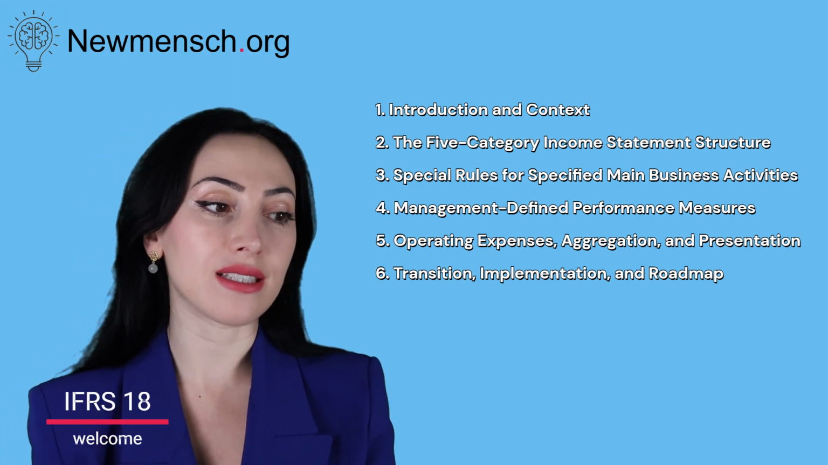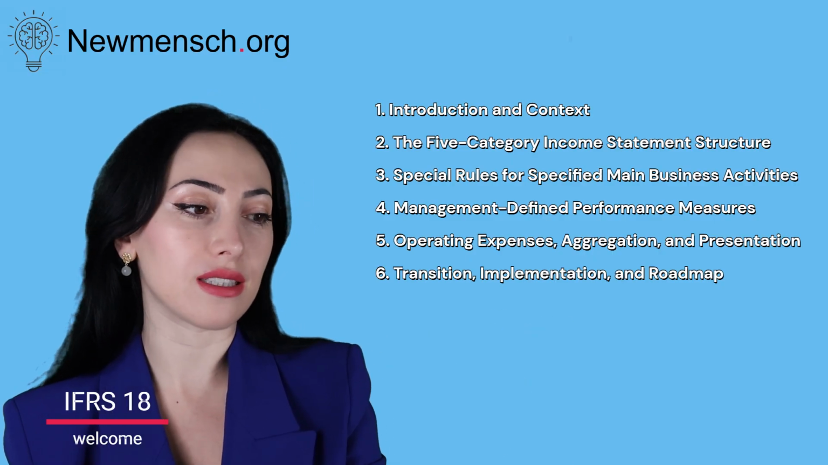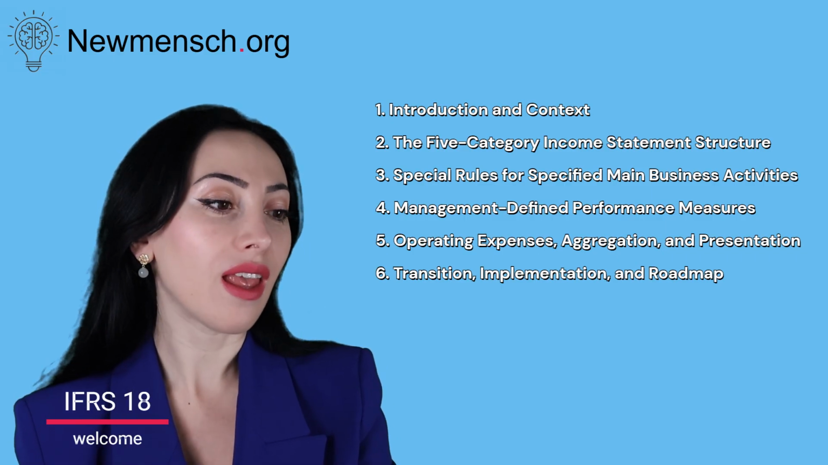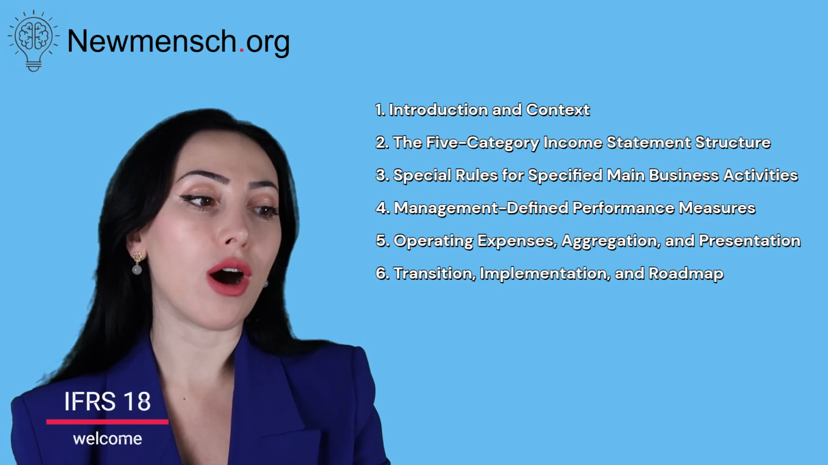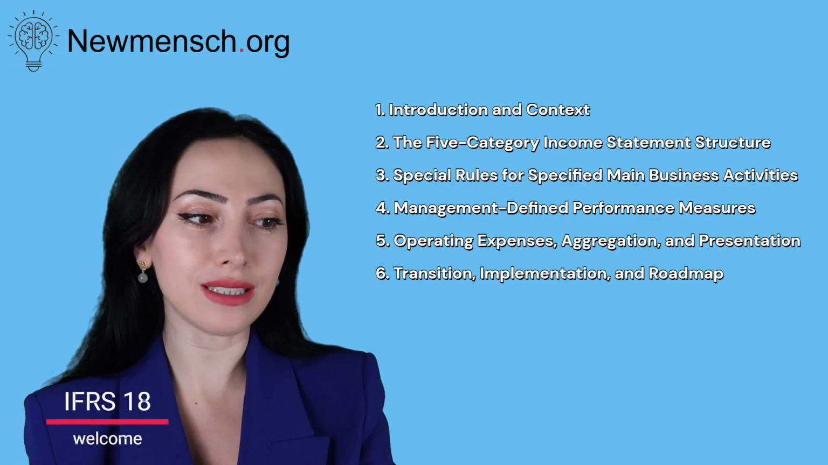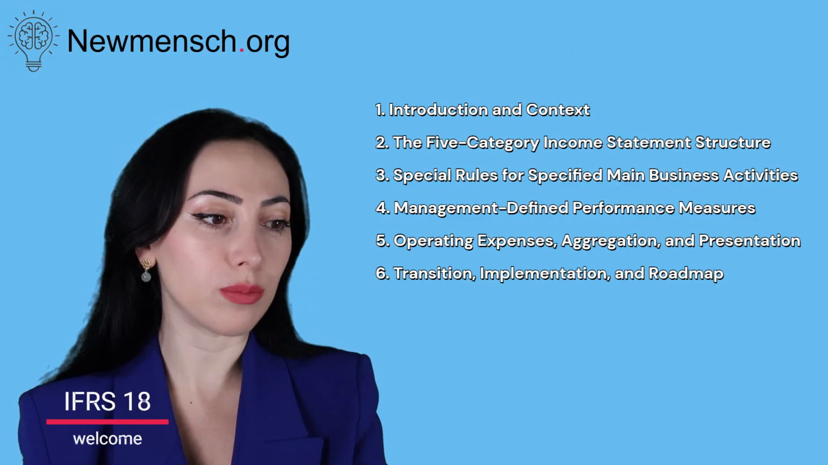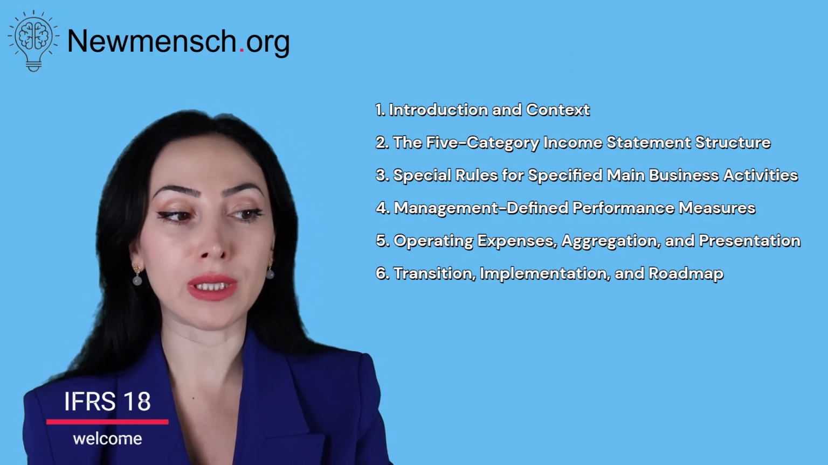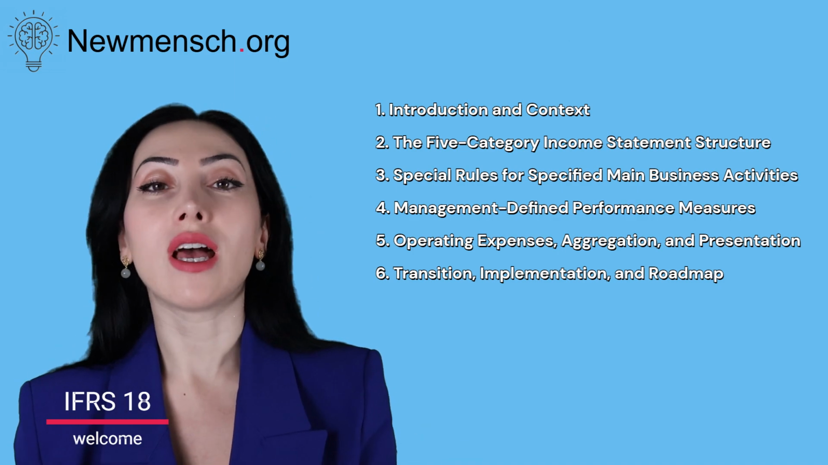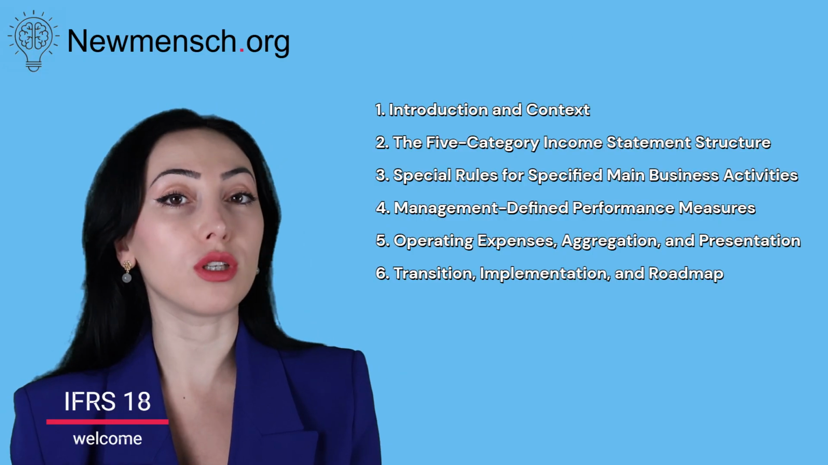Then we will have second lesson, the 5-category income statement structure. After, in our third lesson, we will look at special rules for specific main business activities. Our lesson 4 will be about management-defined performance measures. Lesson 5, operating expenses, aggregation and presentation. And our last lesson will be about transition, implementation and practical roadmap. So here we will talk about challenges and what to take into account when implementing IFRS 18 together with what's best practice.